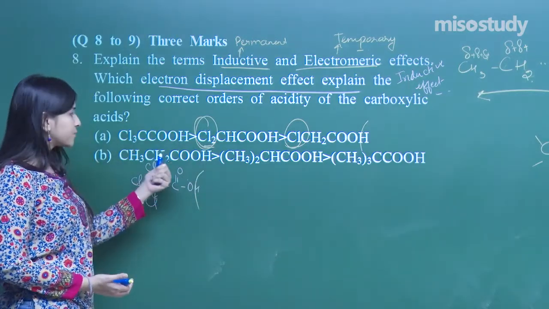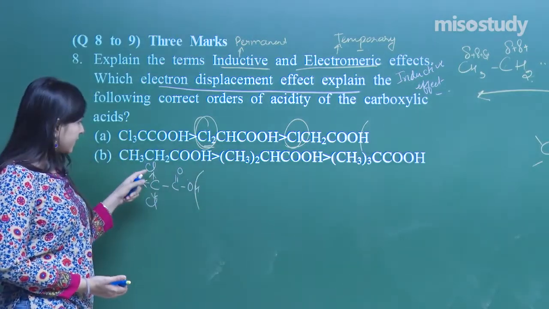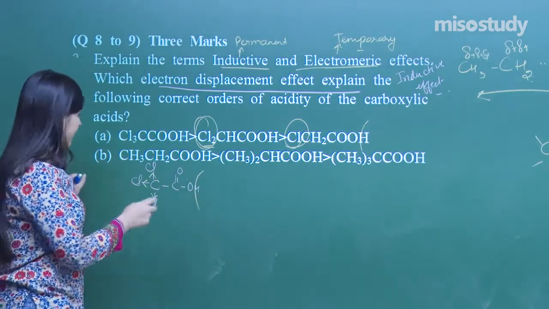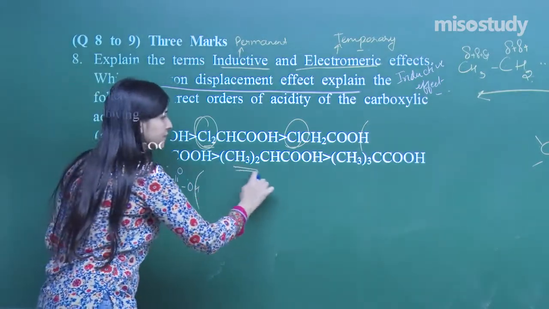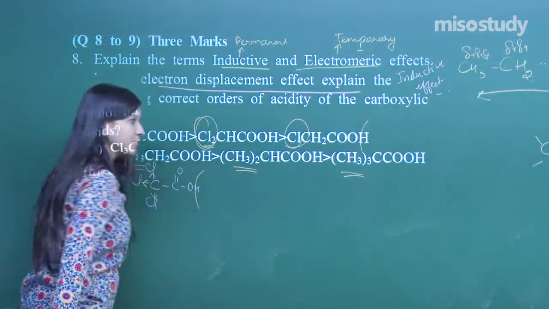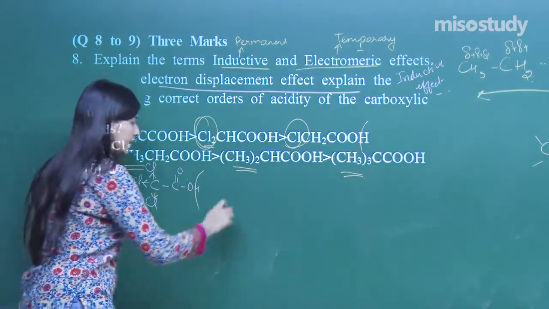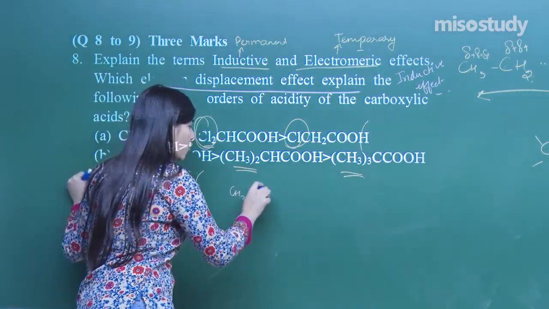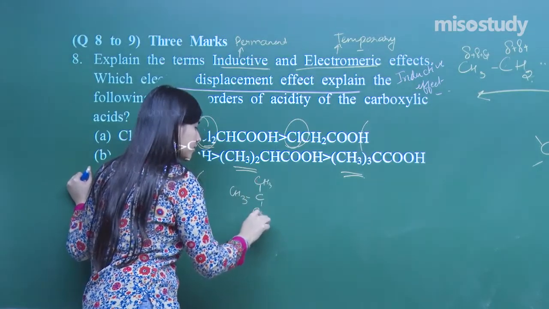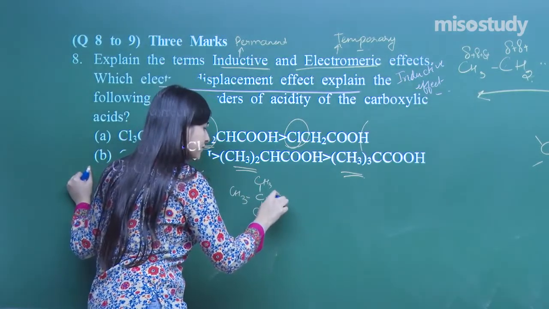Now if we talk about this particular one, so here what do you see? They have introduced CH3 groups. See, they are increasing, right? So if I just say that instead of the attracting groups I put donating groups, what will happen?